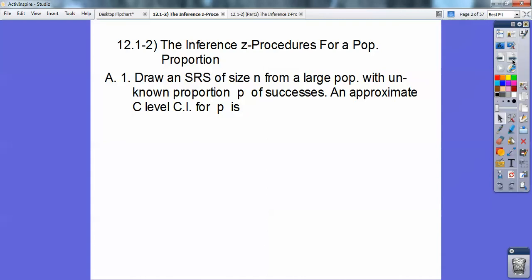Draw an SRS of size n from a large population with unknown proportion p of successes. An approximate C level confidence interval for p is, okay, we've seen this formula before: p hat, which is our sample proportion, plus or minus our z-score. We find that in table C. And then the square root of p hat times 1 minus p hat, divided by n.